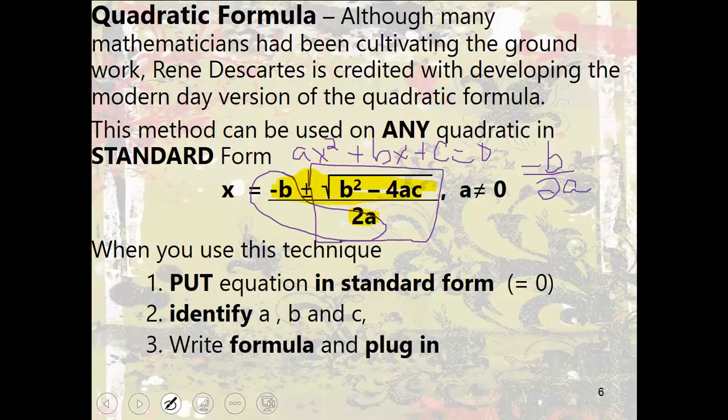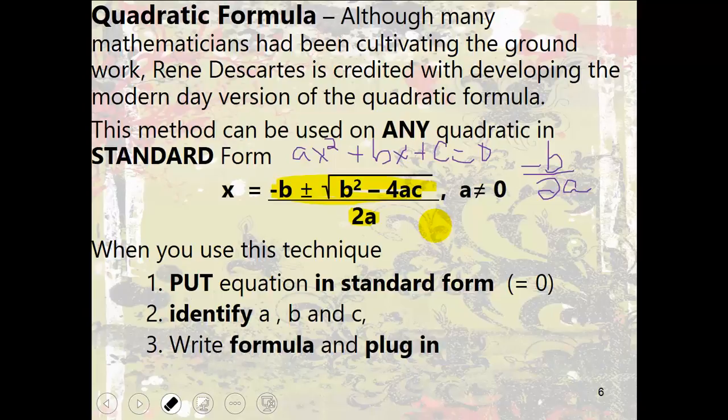In order to use this, we're going to put our equation in standard form, which means we get 0 on one side of the equal sign. We're going to correctly identify A, B, and C, because if you don't get A, B, and C right, you're going to make some poor calculations. That's why I've been pushing this the whole time. We're going to write our formula every time because it helps us remember and develops muscle memory, all right? So do write the formula every time.